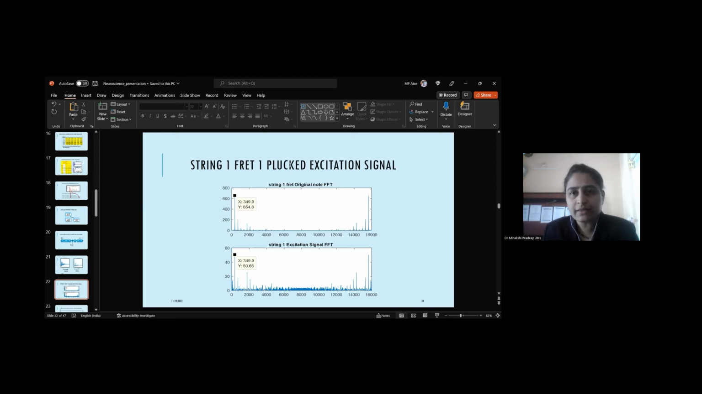Now this is the excitation signal that we separated. If you see, this is the excitation signal with its frequency being 349.9 hertz, and this is the original note and the excitation signal. The excitation signal, which is separated from the impulse response, also possesses the same frequency. So we have 349.9 and we have 349.9, exactly the same frequency for the excitation signal.